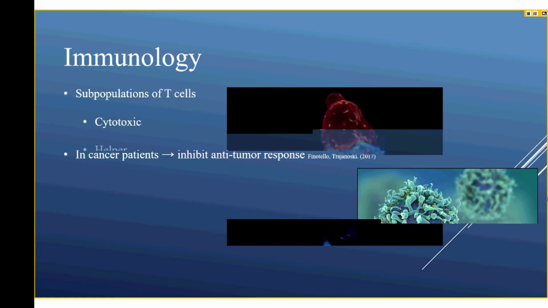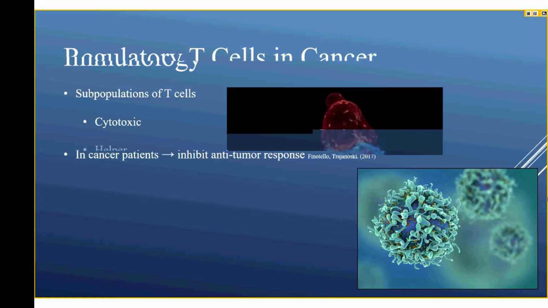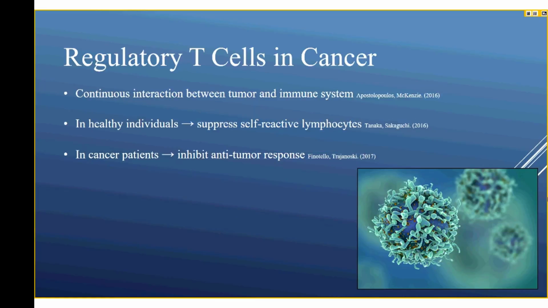Now, in cancer patients, there's obviously a continuous interaction between the lymphocytes and the tumor. The lymphocytes target and attempt to eliminate these cancer cells. However, due to a specific subpopulation of T cells, regulatory T cells, this job is infinitely harder.